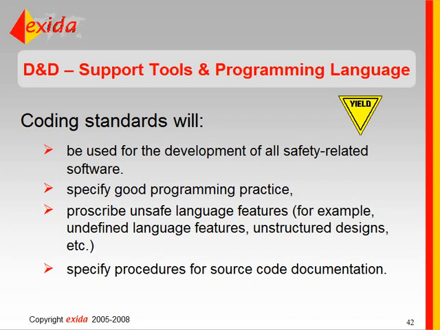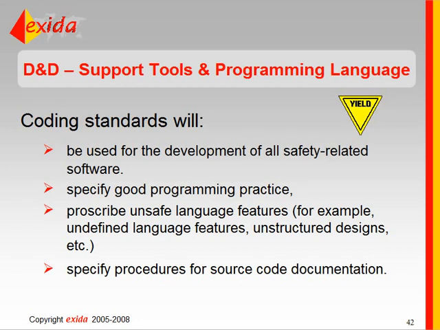As far as the programming language, you need to have coding standards, which will essentially be used for all safety-related software. They should specify good programming practice, prescribe unsafe language features, undefined language features, unstructured designs. So essentially, things in the language that are not defined or that are likely to lead to trouble should be eliminated or banned, and by doing that, you hopefully can reduce the number of errors overall that are caused by the language.